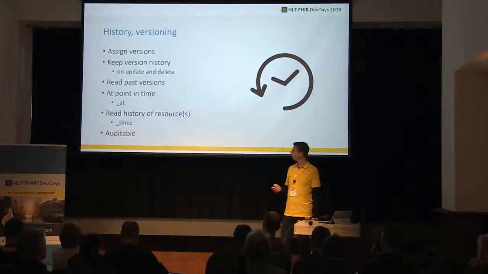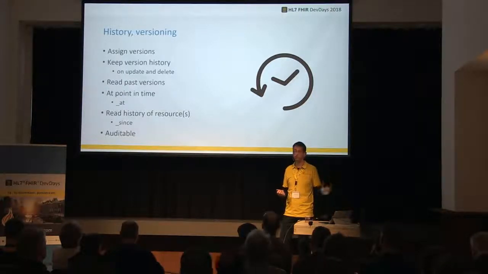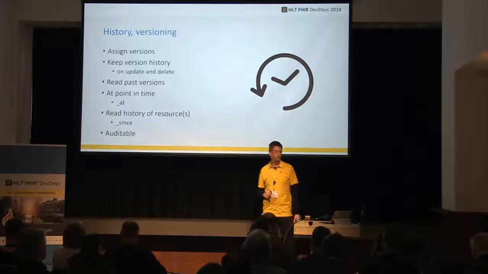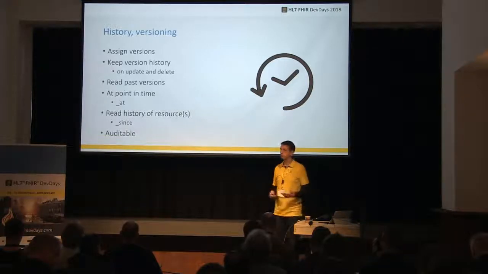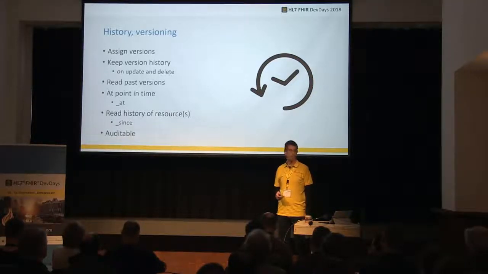A point in time can also be interesting. Let's say you did a specific research last year's November, and you want to be able to retrieve the resources as they were then. That is done by the _at parameter. Also, if you keep all these versions, it's auditable, so you can see when resources were changed, and if the server decides to keep an audit log, you can even see who changed it.